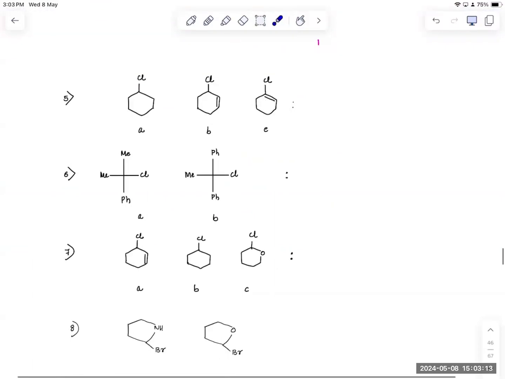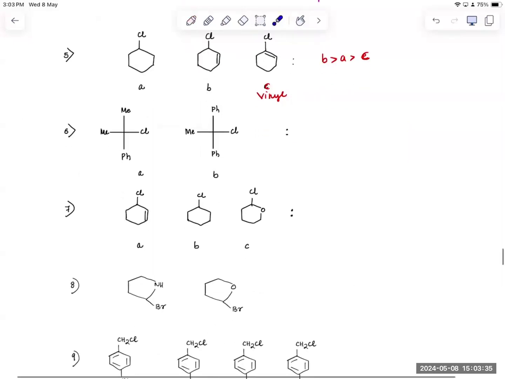Fifth one. A, B, C. If you notice this here, we can say that the second one is allyl, the first one is 2 degree, the third one is vinyl. Vinyl will not make any SN1 or SN2 reaction. So B is greater than A, then E. Okay, this is C, sorry.